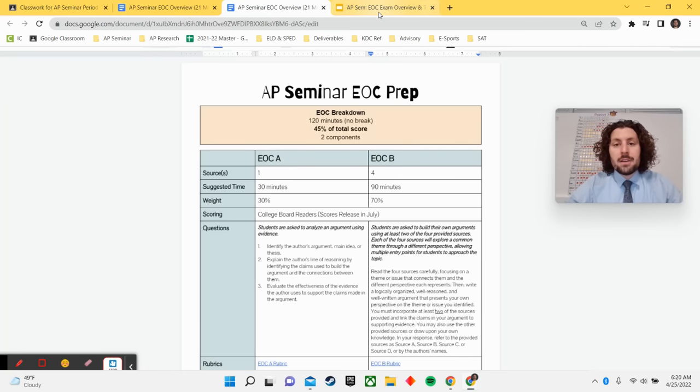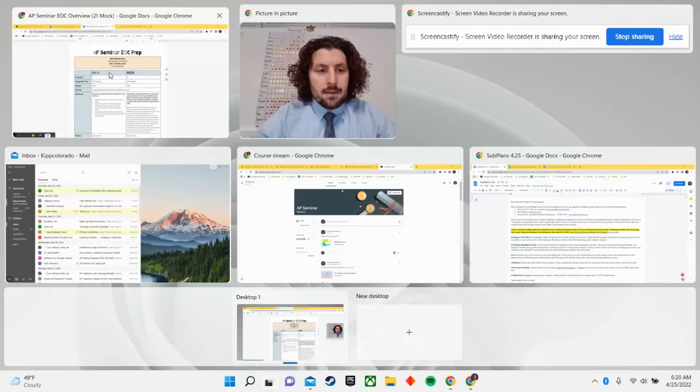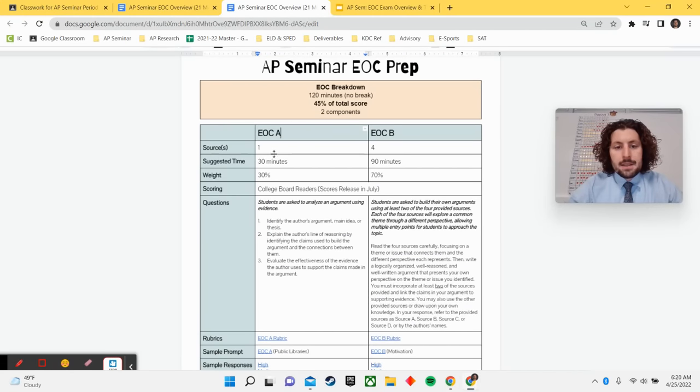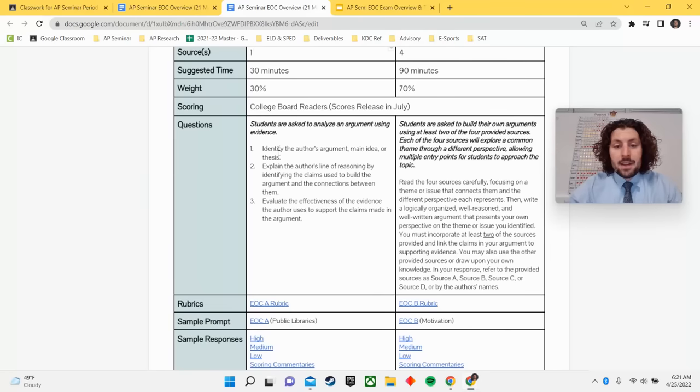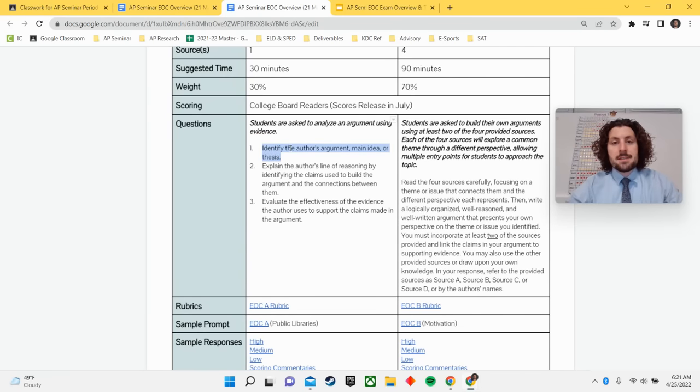First thing first, as we look at our end of course exam, it is around 120 minutes long, so exactly 2 hours long. There are two different parts. There is what's called the part A and the part B. The part A is one source that you have to read. And within that source, you have to be tracking the author's argument. So your goal is to identify the author's main idea, argument, or thesis. That is question 1, 1 to 2 sentences. What's the main idea of the entire source?